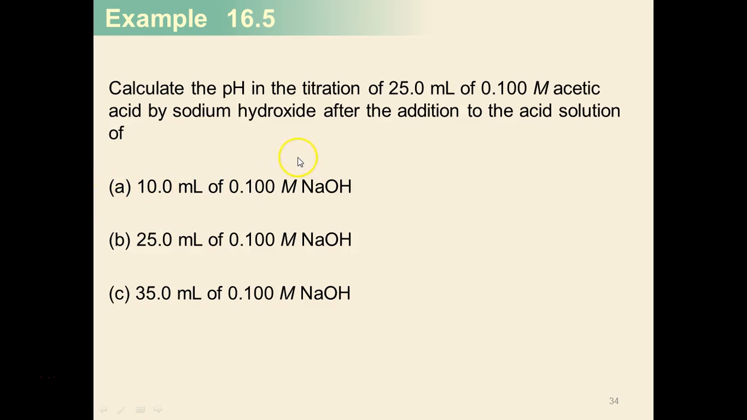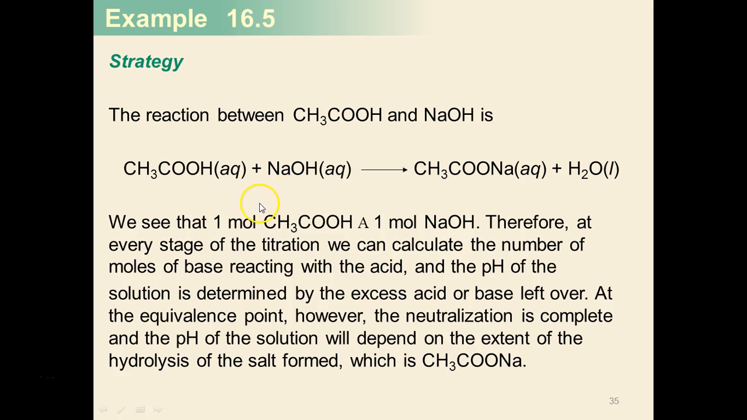So let's add 10 milliliters of the NaOH. Now in the reaction, there's 1 mole of acetic acid for every 1 mole of NaOH, so there's one equivalent of each. That will be important when we work with acids and bases with different equivalents. So at every stage of the titration, we can calculate the number of moles of base reacting with the acid. Right? And the pH of the solution is determined by the excess acid or base left over.